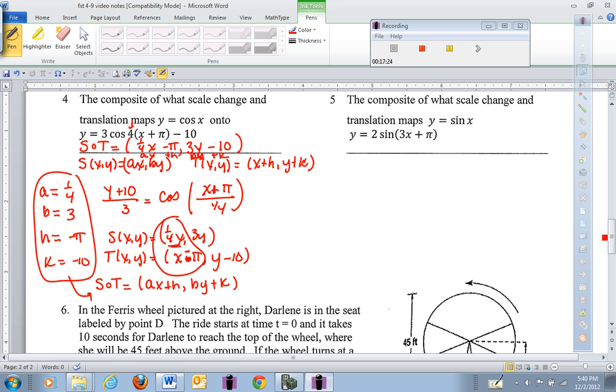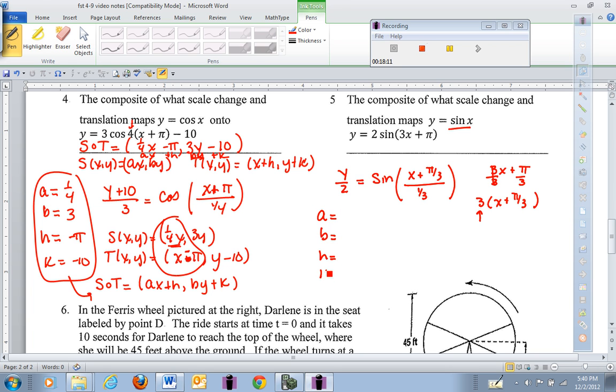The composite of what scale change and translation maps y equals sine x, so we're going to use a different parent function this time, onto this. Alright, so we don't have any number out here to add or subtract onto the other side, so we're going to write this as just y divided by 2 is equal to the sine of, and if you're getting good at these, we'll do a little sidebar over here, we have 3x plus pi, which means we're factoring out a 3, which means we're dividing each term by 3 to make this be x plus pi over 3. So the numerator will be x plus pi over 3. Multiplying by 3 is like dividing by 1/3. So we write down a, b, h, and k. A is 1/3.